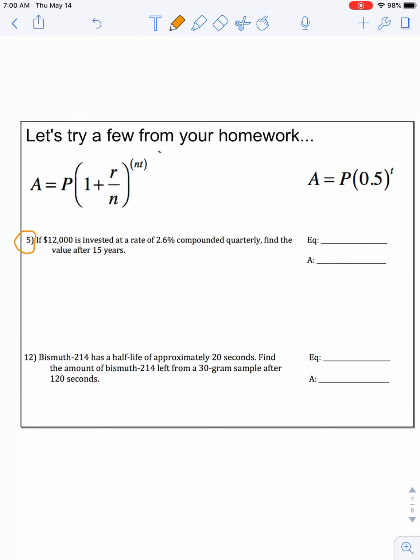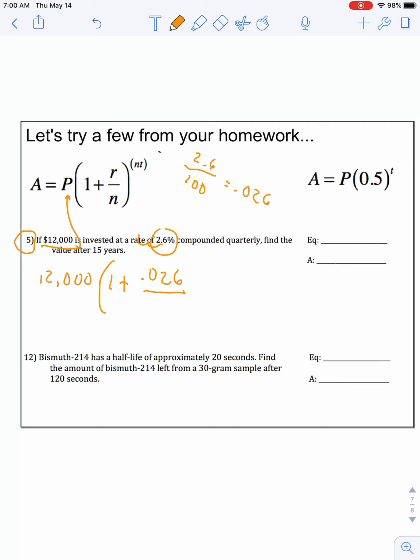But again, this is the original amount. That's what's getting invested. That goes in for P. So we have 12,000 times 1 plus our rate. Our rate is 2.6%. Again, we don't put in 2.6 there. We have to change the percent into a decimal by taking 2.6 divided by 100, which is moving the decimal point 2 places, 0.026.